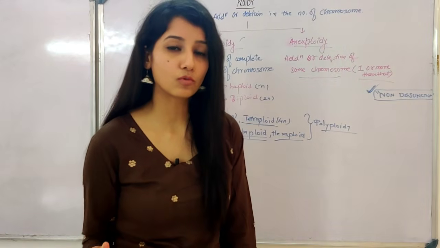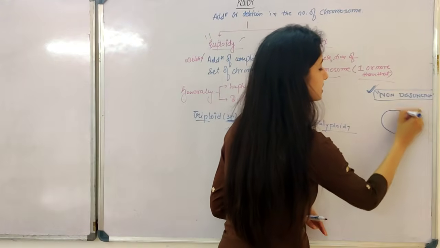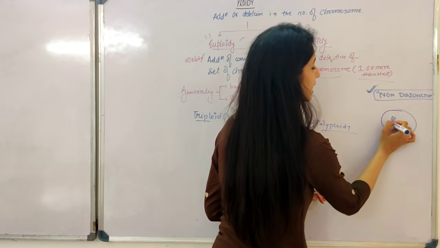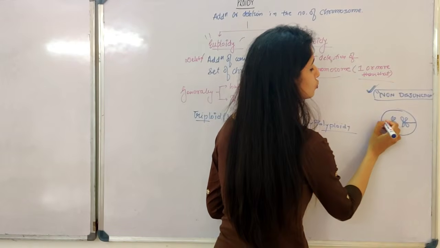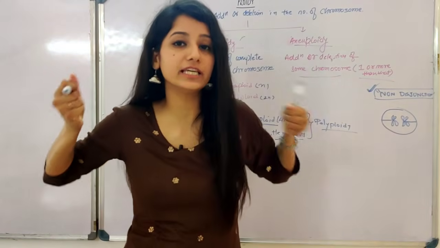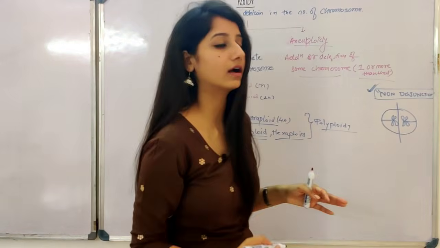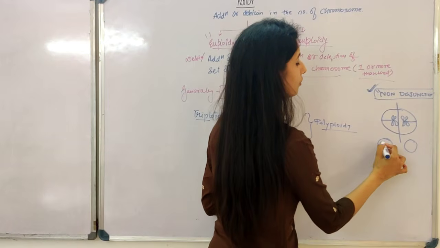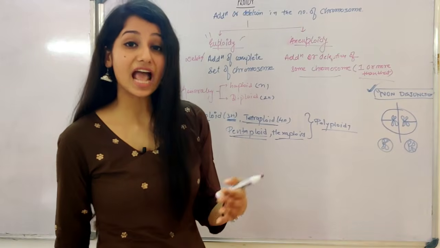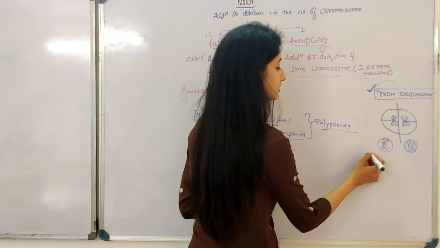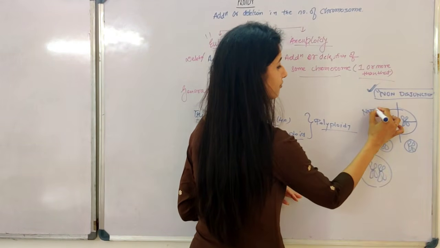What happens when a cell is undergoing meiosis or mitosis? This is a cell, for example. I will consider this as one chromosome, and here is also one chromosome. So what will happen? These two spindle fibers will pull these two chromosomes apart from each other, so that when the cell division occurs, the two daughter cells that are formed will get an equal number of chromosomes. Okay, that is what occurs normally. This is the normal condition that I have mentioned above.